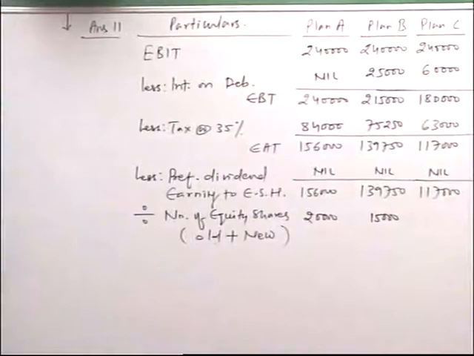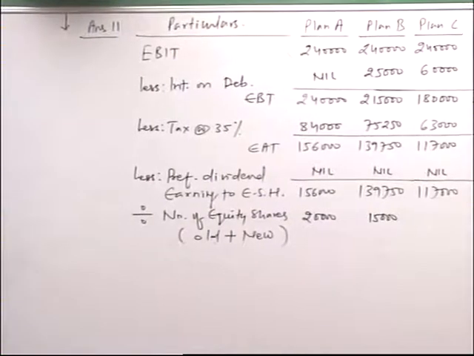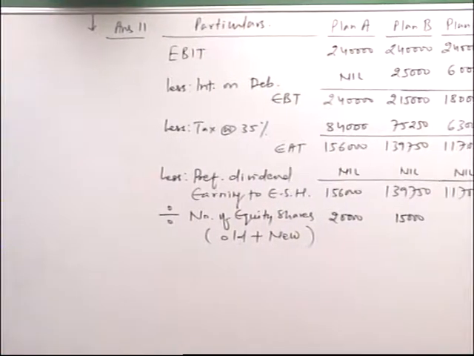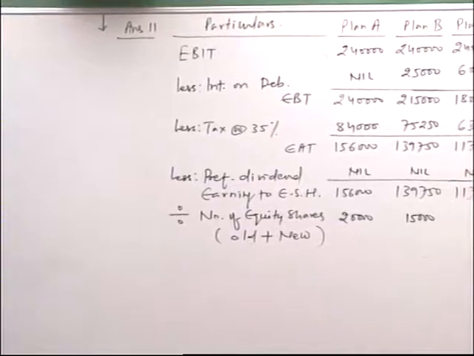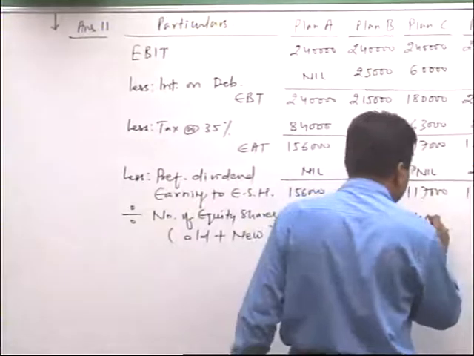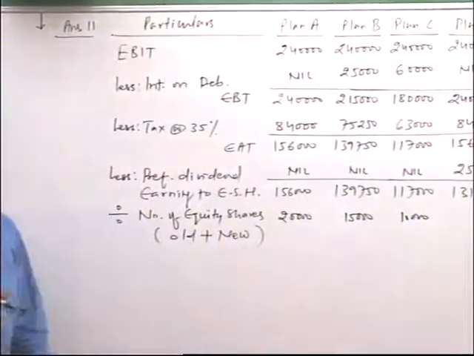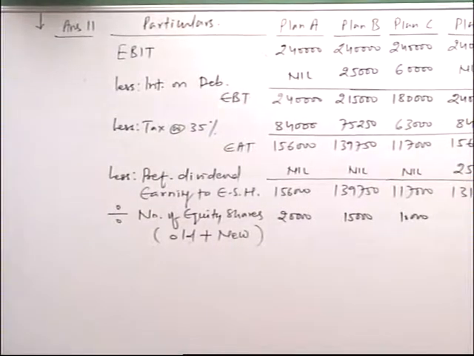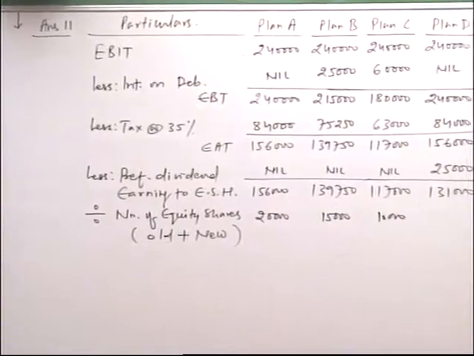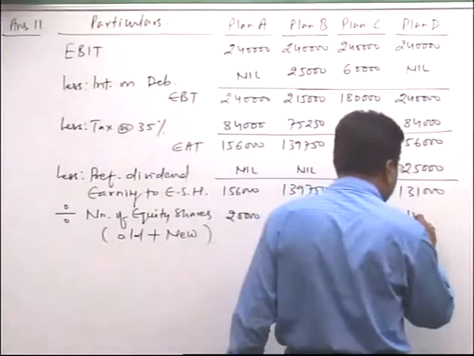In the same way, in plan C, you can see that the new fund is raised totally by issuing debentures, so no new equity shares are issued. So all the equity shares are the old equity shares, that is old 10,000 plus new 0, so 10,000. And in case of plan D, only equity shares of 5 lakhs are issued, so new 5,000 equity shares plus old 10,000. So total equity shares will be 15,000.